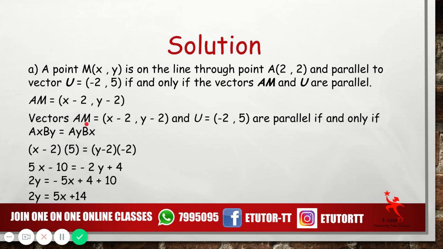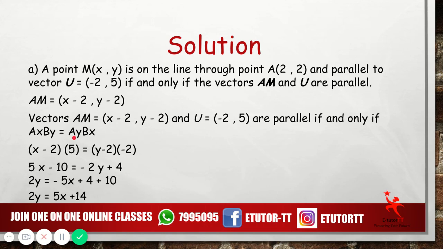So now vector AM, which is equal to x minus 2, y minus 2, and u, which is equal to negative 2, 5, are parallel if and only if ax by is equal to ay bx. So now, what is ax? Ax is x minus 2 and by is 5. So we have x minus 2 times 5 is equal to ay, which is y minus 2, and bx is negative 2. So we have y minus 2 times negative 2.